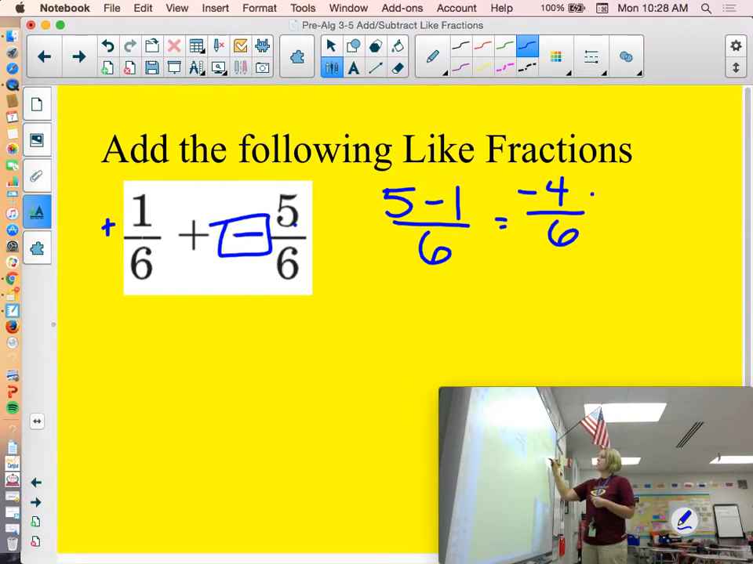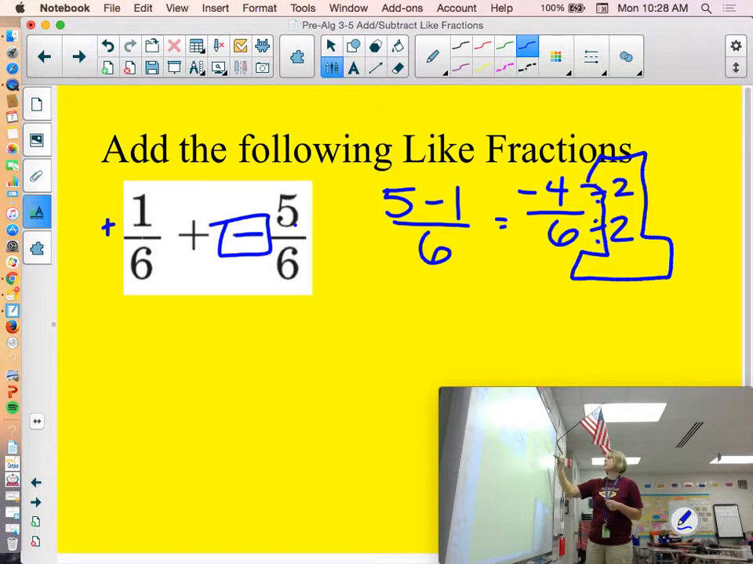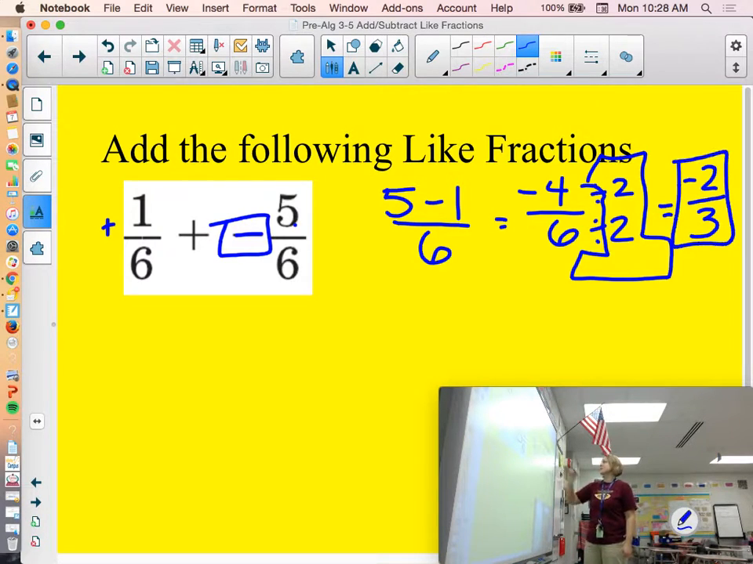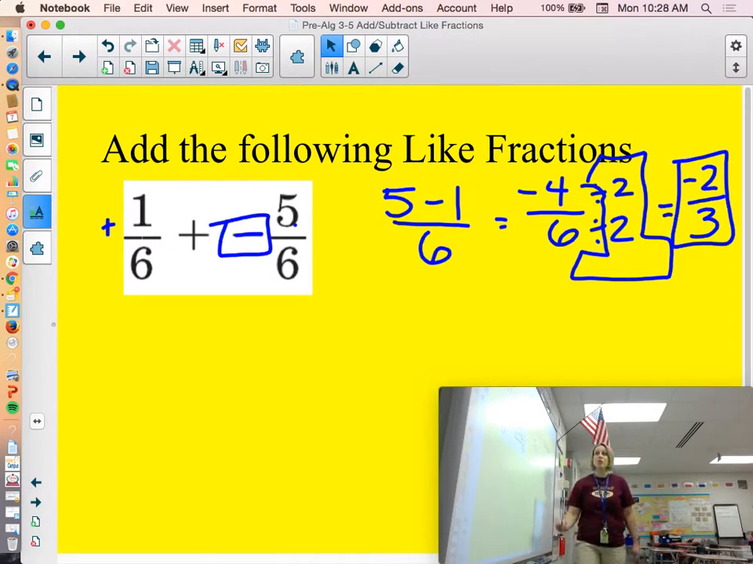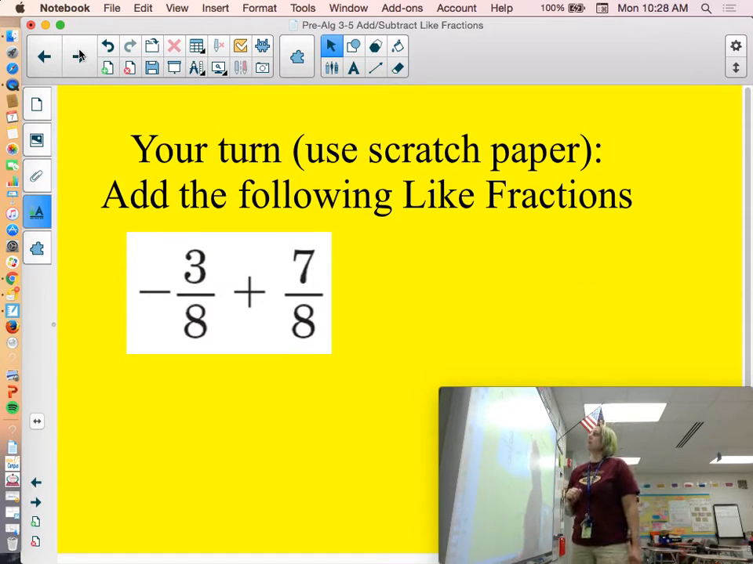Okay? And then simplify. You're going to get it wrong unless you simplify. So we divide by a form of 1. 2 over 2 is the same as 1. That's why we can do it. So it's negative 2 over 3. That would be the correct answer. Now you get to try. Your turn. Use scratch paper to try this.